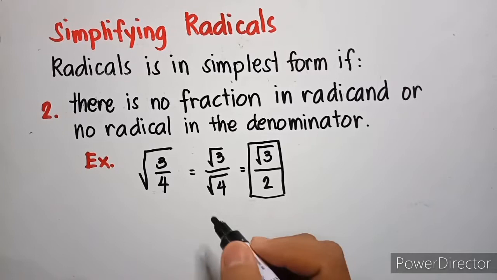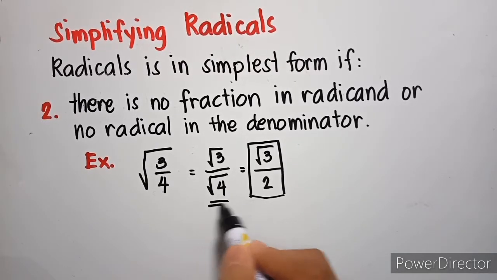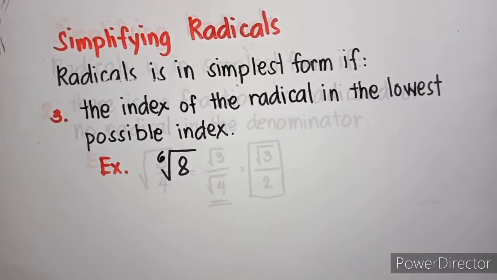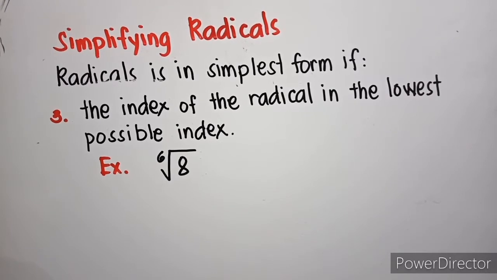So, dapat simplified ang radicals kung walang radical sa denominator. Kapag may radical sa denominator, siya ay hindi pa nakasimplified. And in this lesson, tuturuan kayo kung paano mag-simplify or mag-alis ng radical sa denominator. Halimbawa, siya ay monomial or a binomial radical denominator. Number 3, the index of the radical is the lowest possible index.